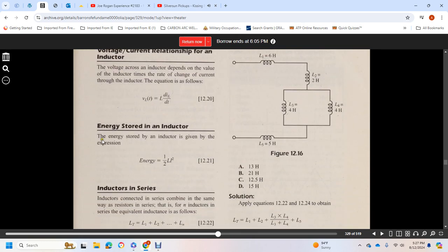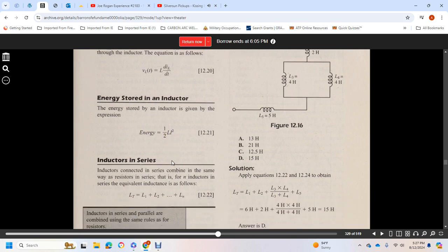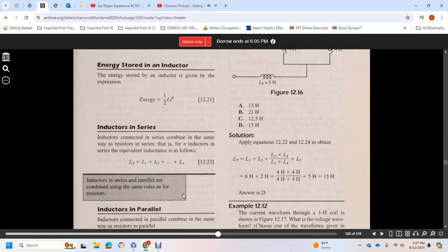Energy stored in an inductor. The energy stored in an inductor is given by the expression: energy equals one half the inductance times the current squared. Inductors in series: the total inductance is equal to L1 plus L2 plus up to Ln.